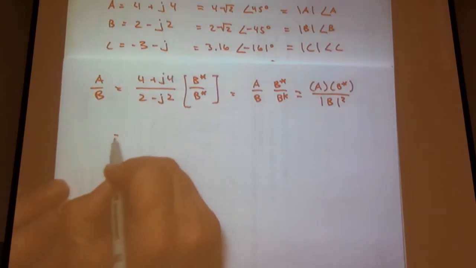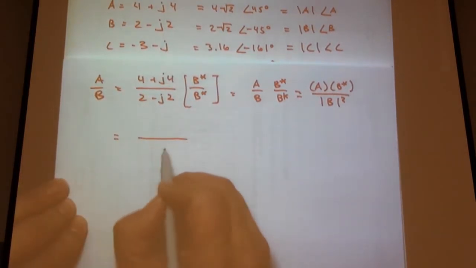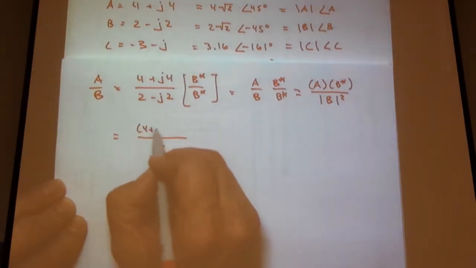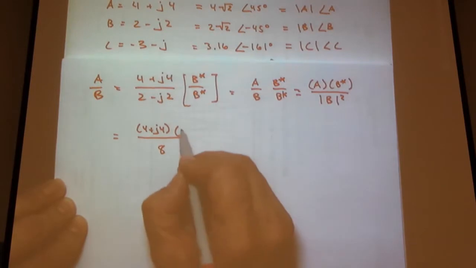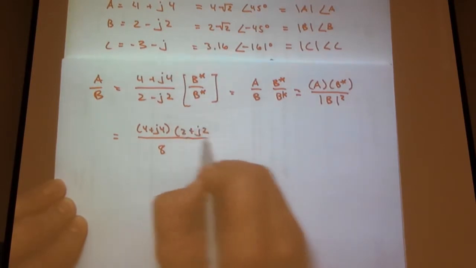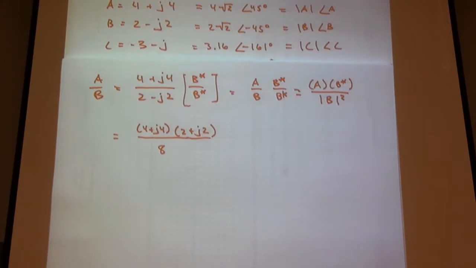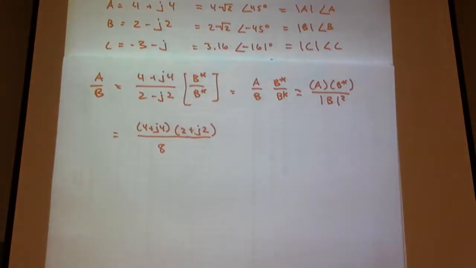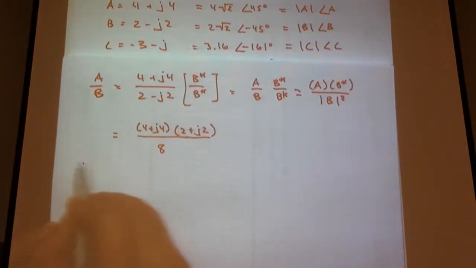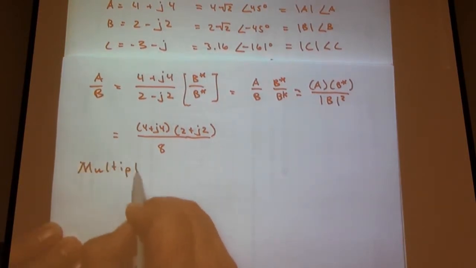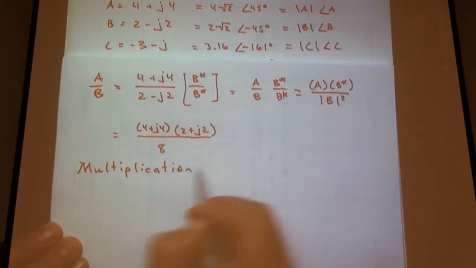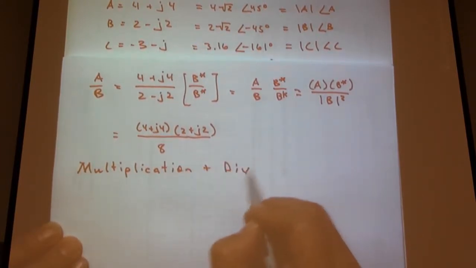This is not the way to do things, by the way. So if you're busy writing stuff down, this is not how we want to do it. So 4 plus j4, and then 2 plus j2, and then do the complex number out and we'll get some number. That's how we would do it with rectangular numbers, but if we have lots of terms, we certainly don't want to do that. So for addition, or multiplication, and division, we want to use phasor form.